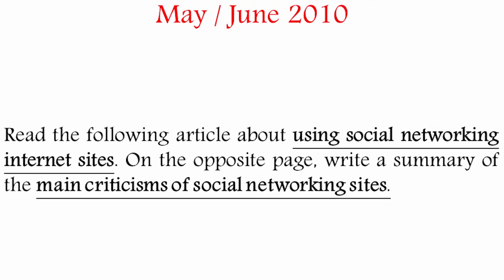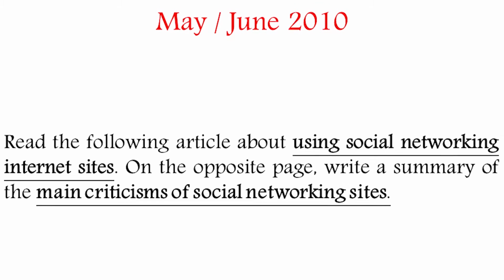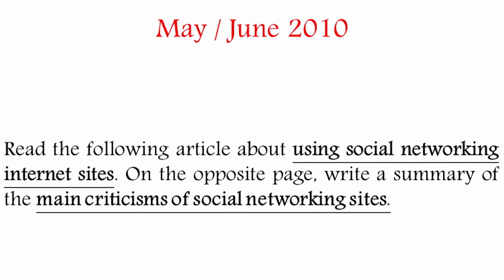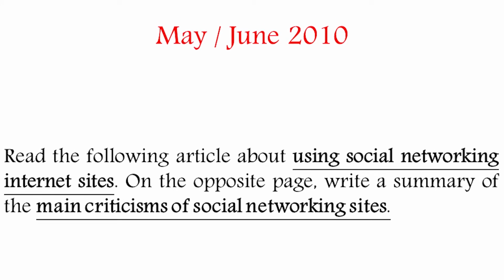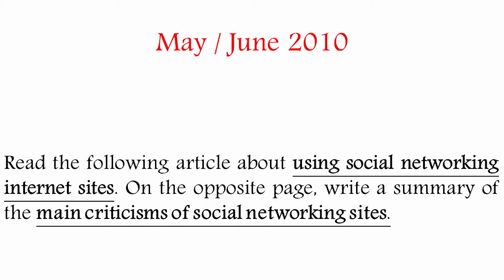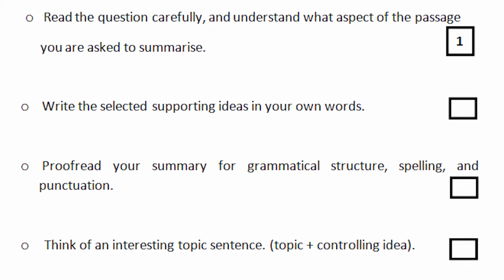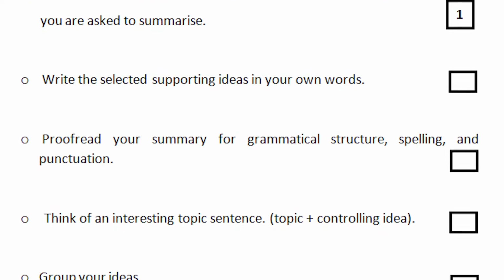We read the question, or the rubric, which was: read the following article about using social networking internet sites. On the opposite page, write a summary of the main criticisms of social networking sites. First of all, to have students exposed to the steps they have to go through in order to respond to the question, I gave them an activity that has 8 steps, and they needed to put the steps in the right sequence. The first step and the fifth one had already been done for them, and they were given 3 minutes to complete the task.